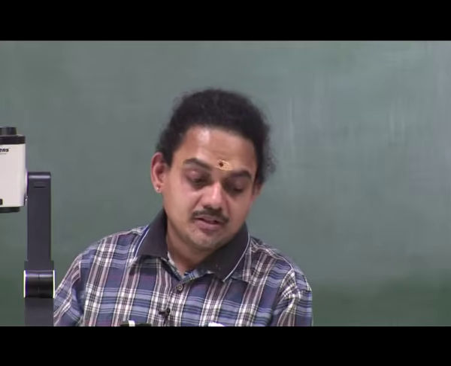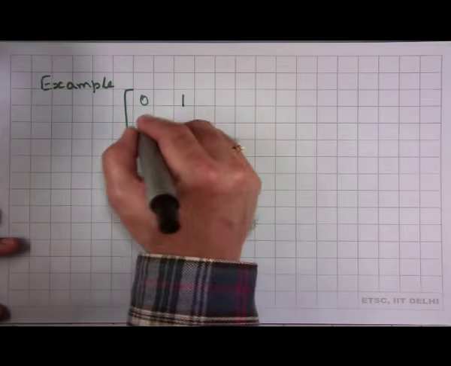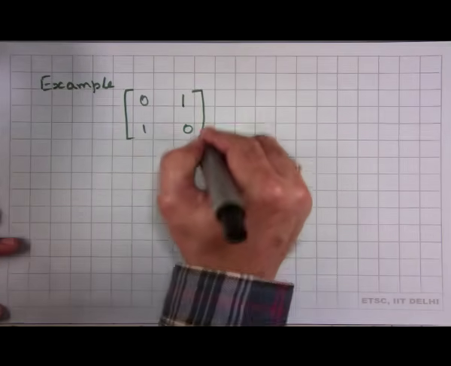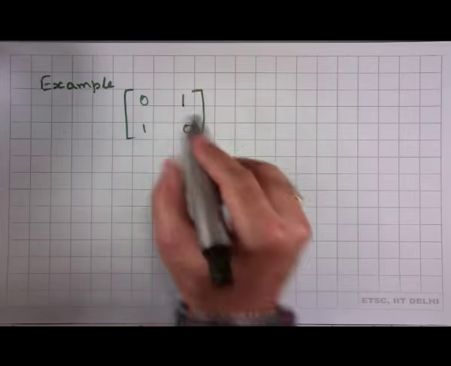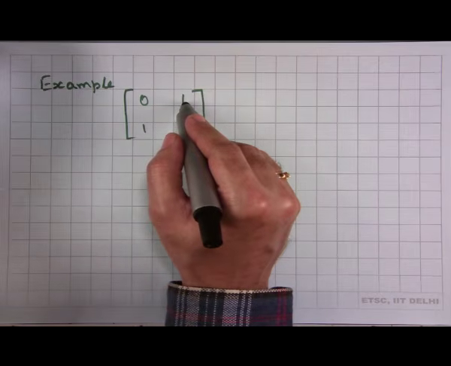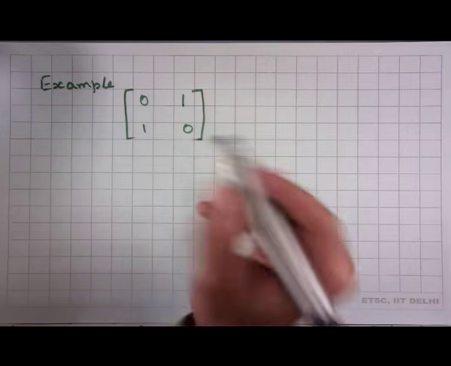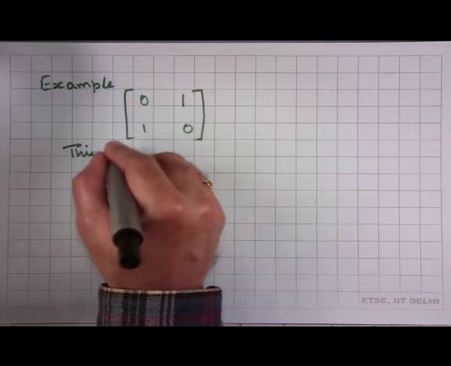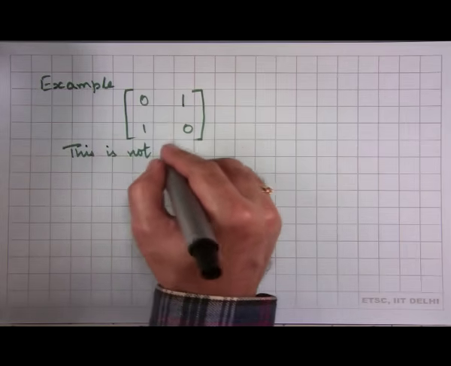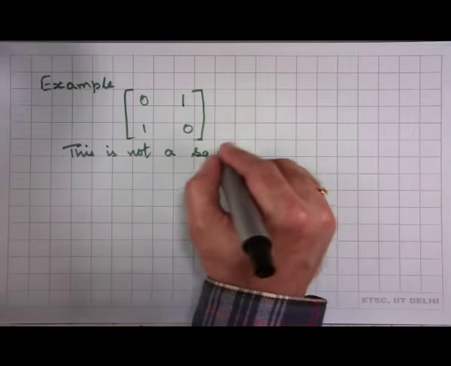Let us look at one more example. If you look at this one, the diagonal entries are 0, while the other entries, the entries in the 1 2th position and the A21th position, are not 0, and therefore this is not a square matrix, sorry, this is not a diagonal matrix.